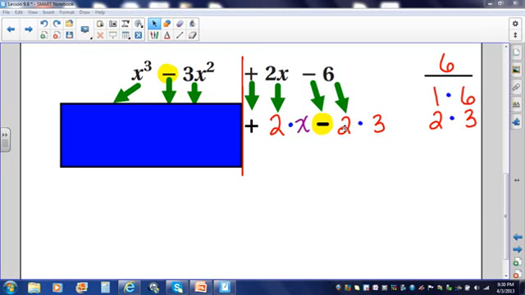So are we good here on why we multiply 2 times 3 to make the 6, so they have something in common, which would be the 2? Yes! All right, then we can go on.